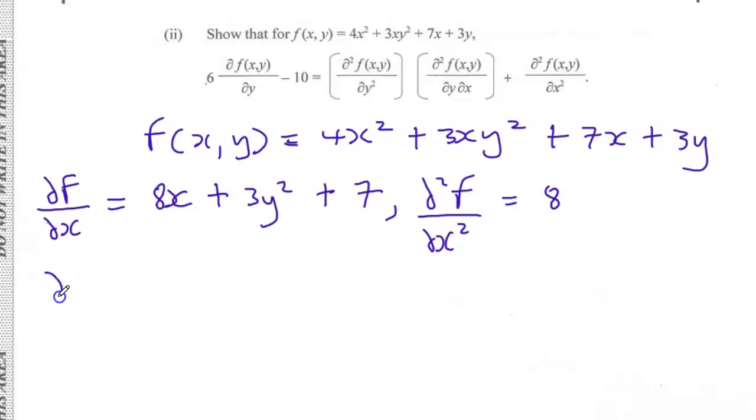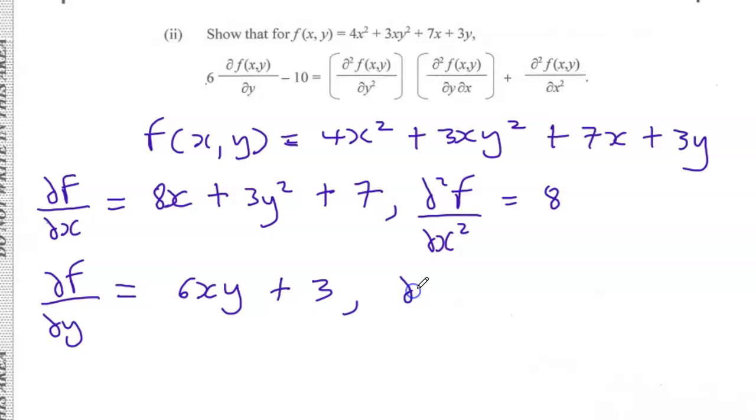Now let's get partial f by partial y. This time we're differentiating the function with respect to y, treating x as a constant. Differentiate 4x squared, we get 0. Differentiate 3xy squared, we get 6xy. Differentiate 7x, we get 0. Differentiate 3y, we get 3.